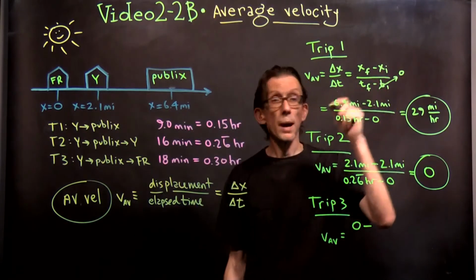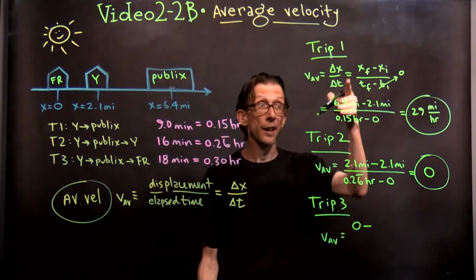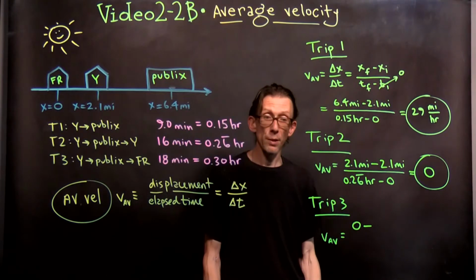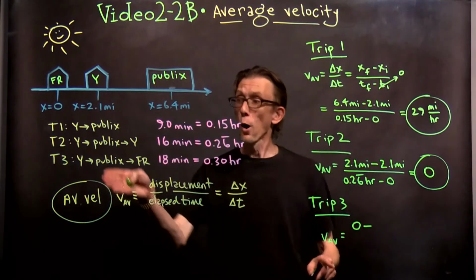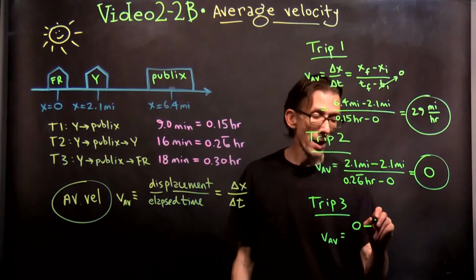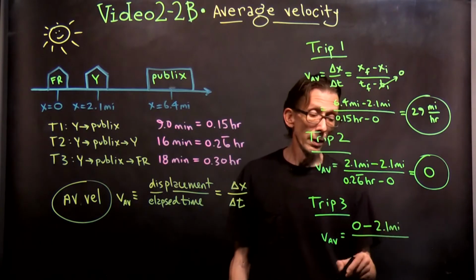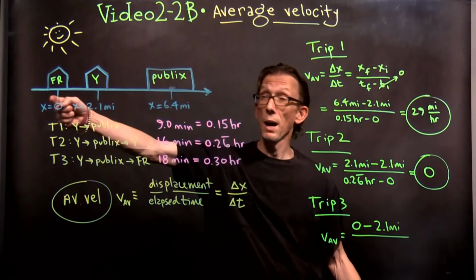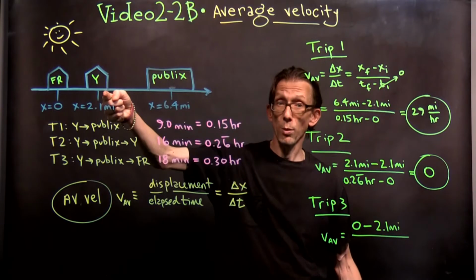Minus x sub I, right? That's what this means. Delta x is x sub f minus x sub I. So your initial position was 2.1 miles. You started the whole trip. Trip 3, you started off at your house, so it's minus 2.1 miles, right? X sub f is 0 because you end up at 0. X sub I is 2.1 miles because you started at your house, which is located at 2.1 miles.